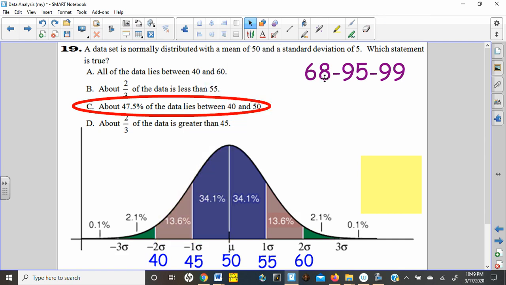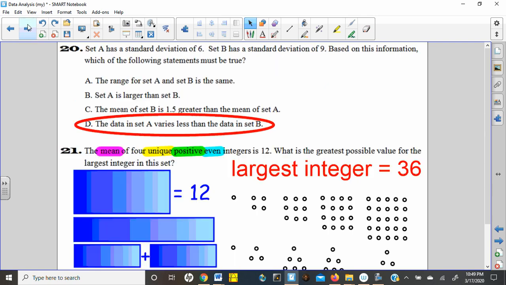If you just remember 68, 95, 99, you can do most of these standard deviation problems. I know this is probably a new concept for most of you, but the empirical rule is a big deal moving forward, especially in statistics.